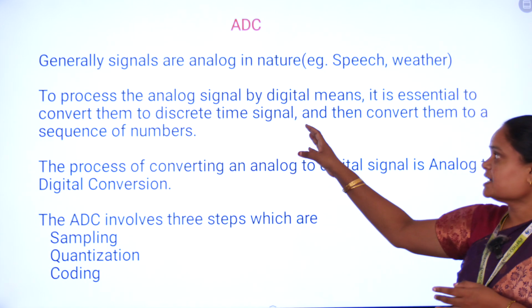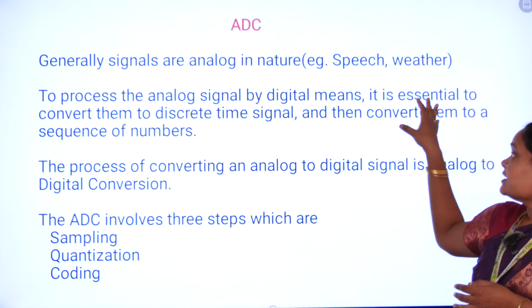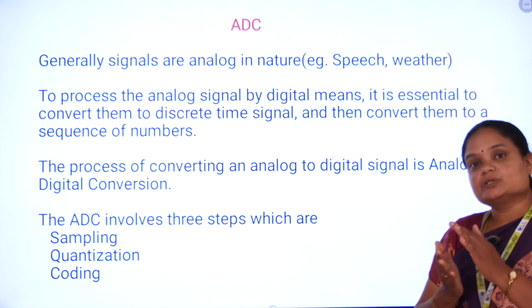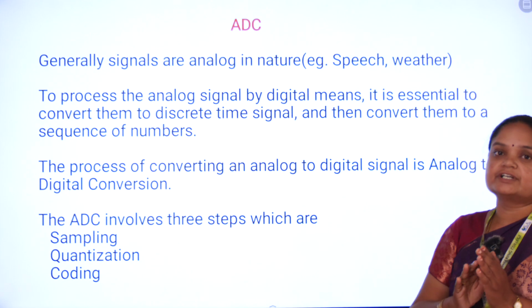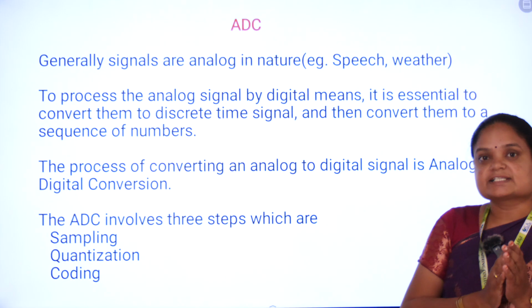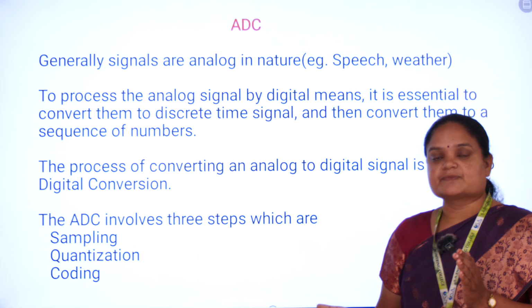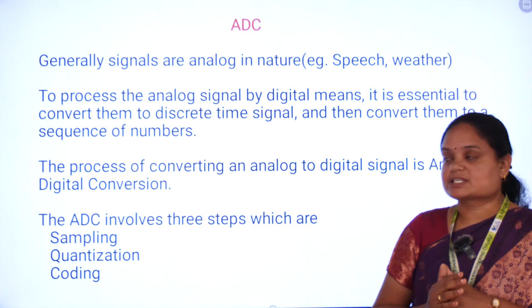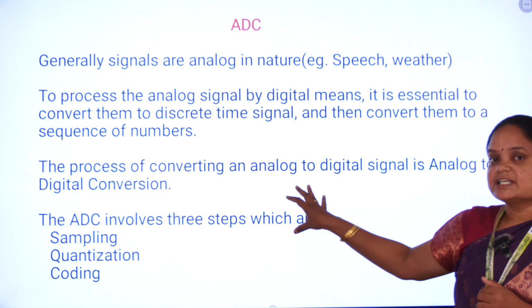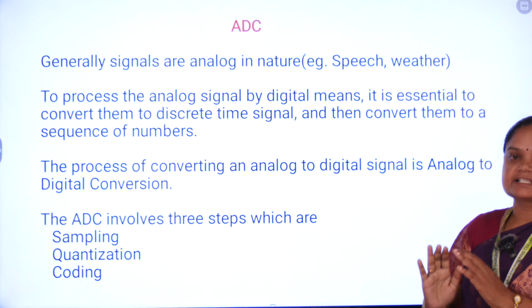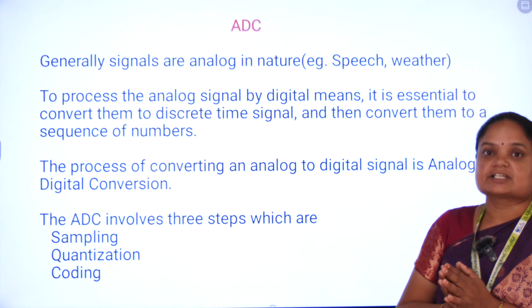To process the analog signals by digital means, it is essential to convert them into discrete time signals and then into a sequence of numbers. So the analog signal is first converted to a discrete time signal and then to a digital signal. The process of converting an analog signal to a digital signal is called ADC, analog digital conversion.